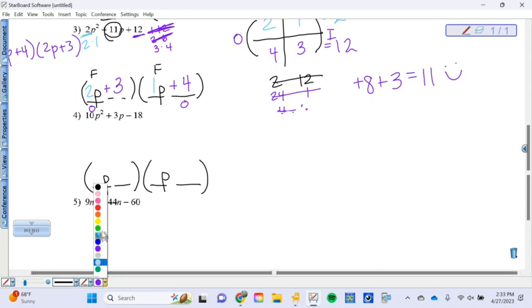Okay. Now I set up my little T chart. And what does my first times first have to equal? 10. My first times first has to equal that 10. What does my last times last have to equal? 18. Good. Okay, so what are my factors of 10? 1 and 10. And 5 and 2. What are my factors of 18?